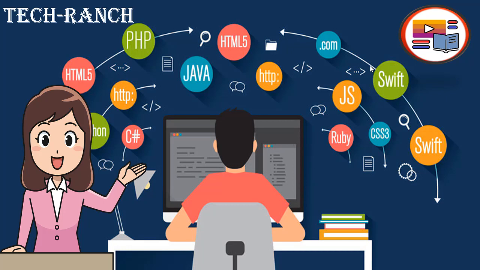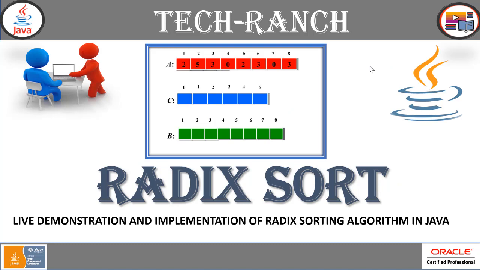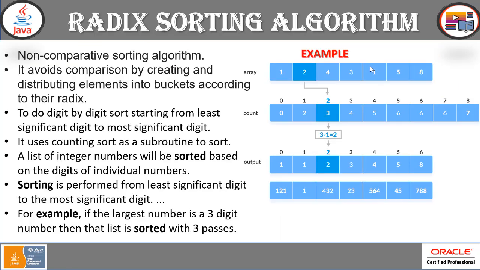Let's make coding fun. Algorithm and implementation, Radix sort. Today we are going to present you a live demonstration and implementation of the Radix sorting algorithm in Java. Before we get into the demonstration, let's first see what Radix sorting actually is. Radix means the base of a number system. For example, you have numbers from 0 to 9, that is the base of 10. Sorting numbers based on these digits is basically the fundamental of the Radix sorting algorithm.